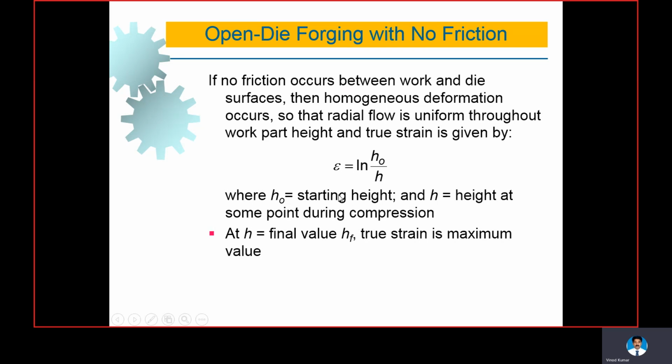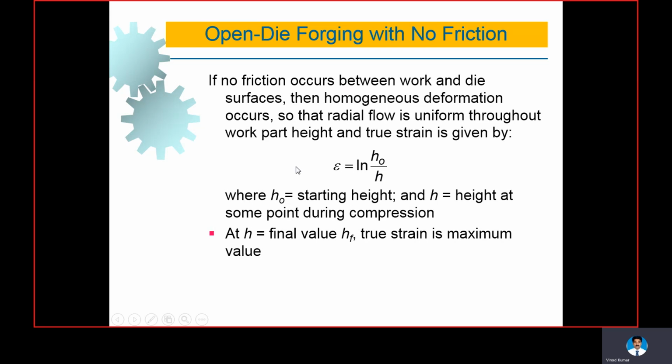H naught is the initial height before the forging operation, or starting height, and H is the height after the compression process. So this is called the true strain value. The true strain will be maximum when the value of H becomes the final height. When H is equal to HF, the strain becomes maximum. At that condition, the material will get compressed to its maximum condition.